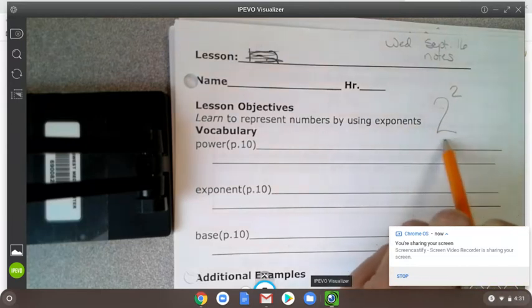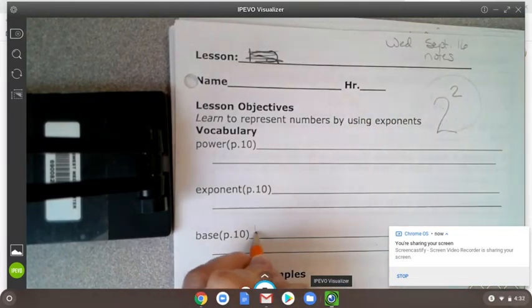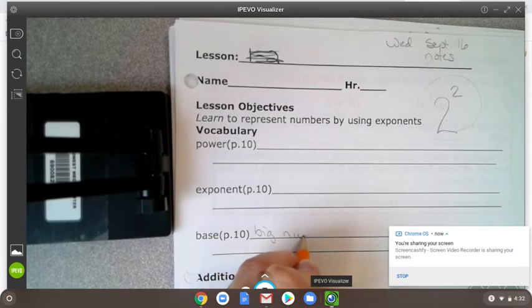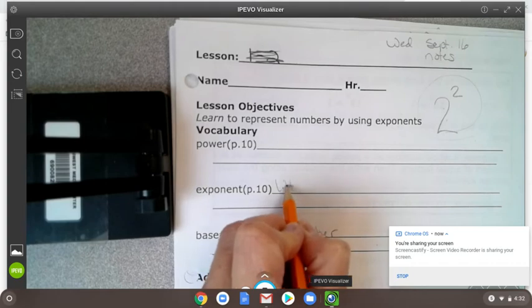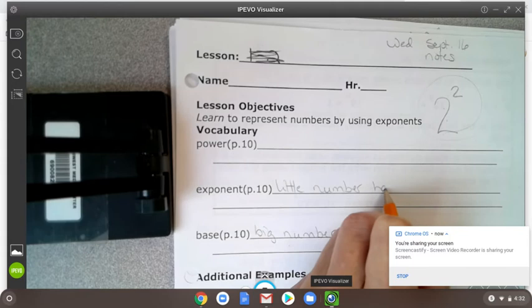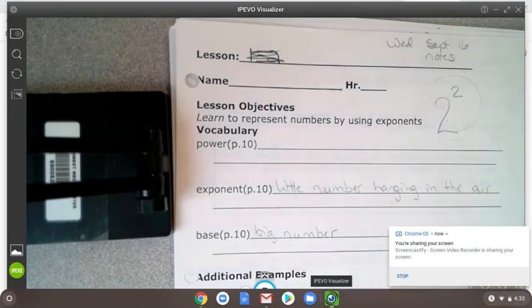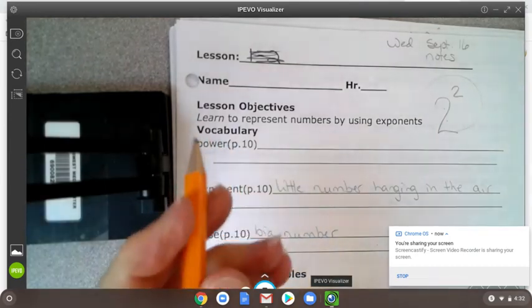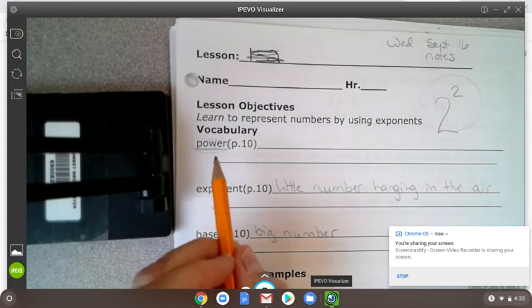In this writing, the big number right here is the base. And so the base is the big number. And then the exponent is the little number hanging in the air. And it just kind of hangs up there. And it tells you what power to put it to. So the power is also the little number. It's a word that gets used in reading these numbers.